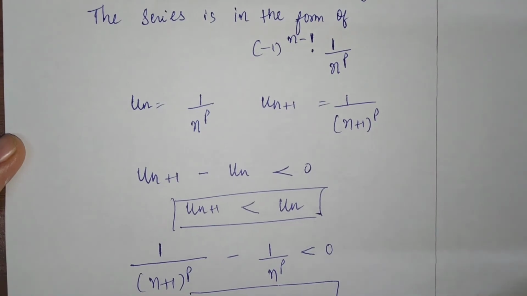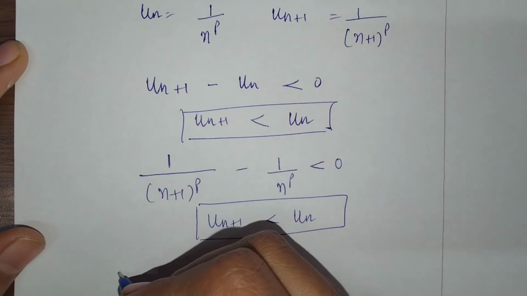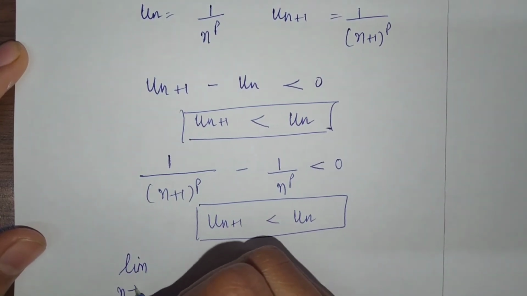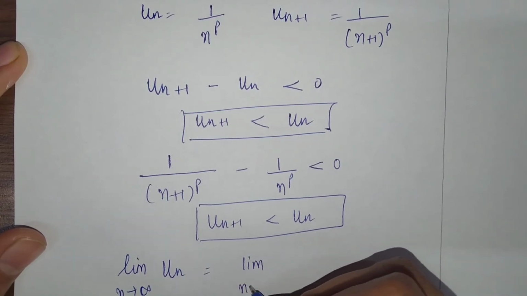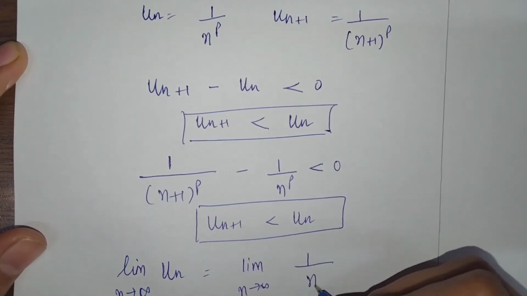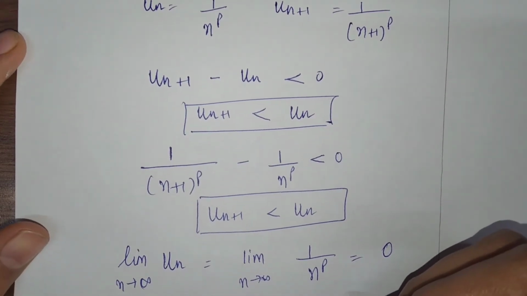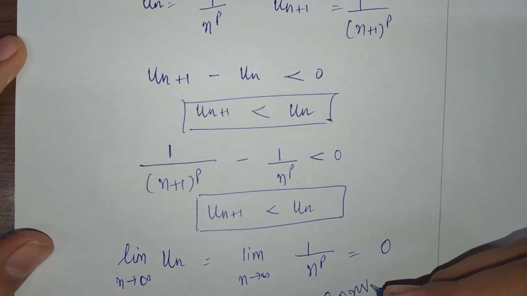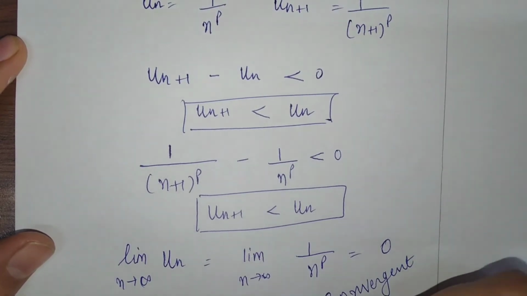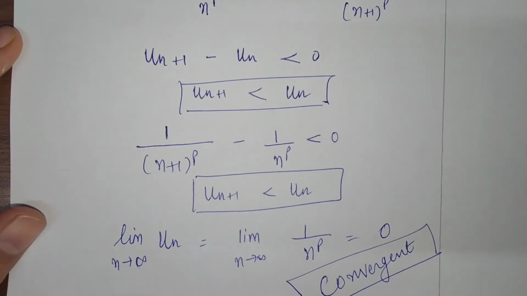So now we will go for the second condition and put the limit in the un. So limit n tends to infinity of un, that is limit n tends to infinity of 1 by n raised to p, is always 0. And as the value is equal to 0, the answer is convergent according to Leibniz's test. Okay, so the given series is convergent.